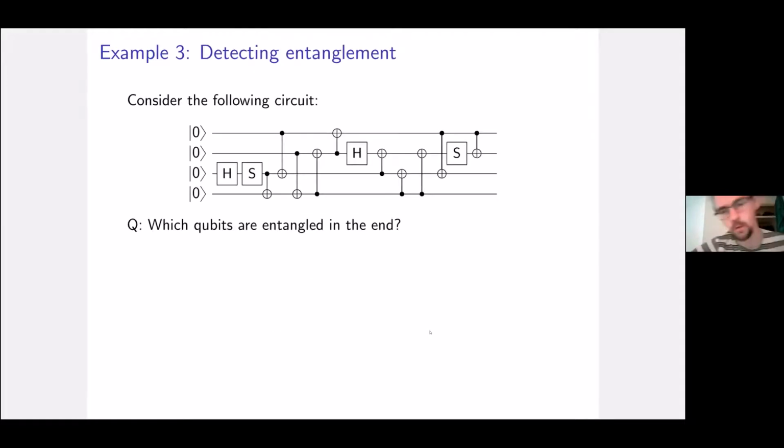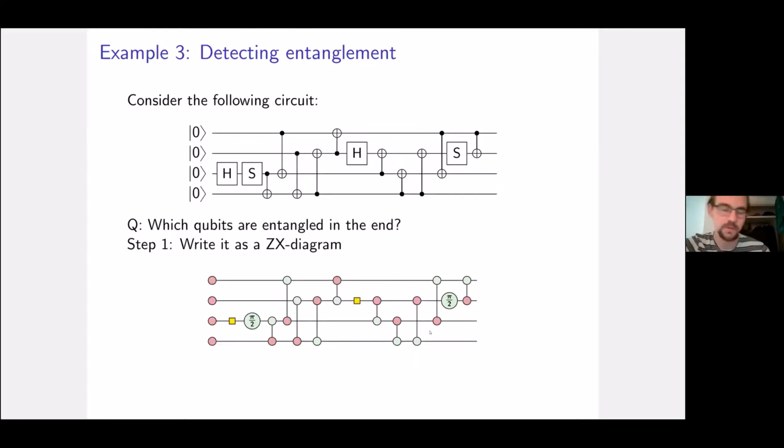Okay, so now a more complicated example. Suppose I give you the following circuit, and I ask you which qubits are entangled at the end. Now, there's multiple ways you can do this. You can calculate the matrix, for instance, because it's just 4 qubits. But even staring at the vector you get, it's not essentially clear which are entangled. Okay, so another way we can do this is we write this as a ZX diagram.